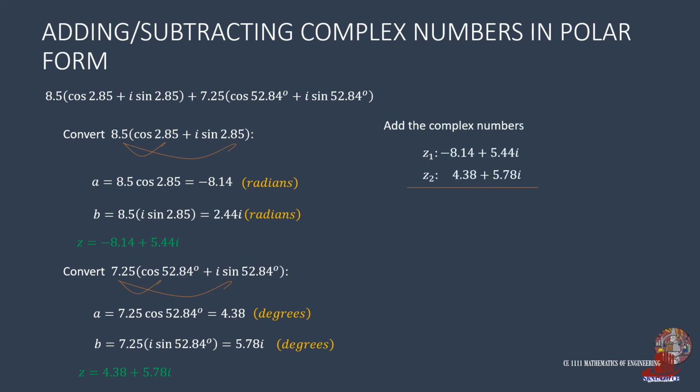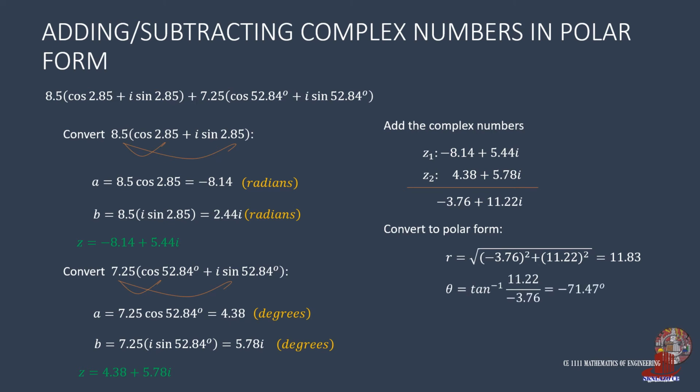Now add the two and come up with negative 3.76 plus 11.22i. This is the answer in rectangular format, and we now only have to convert it in polar form. r is computed as the root of negative 3.76 squared plus 11.22 squared, and that is 11.83. Theta is then the inverse tangent of 11.22 over negative 3.76, and that is negative 71.47 degrees. Thus, z is 11.83 times cosine of negative 71.47 degrees plus i sine of negative 71.47 degrees.